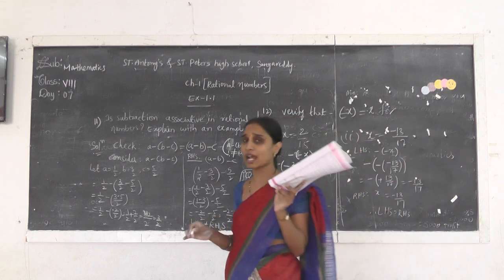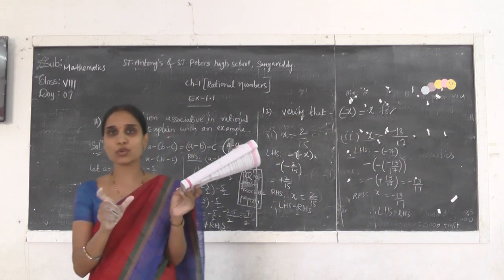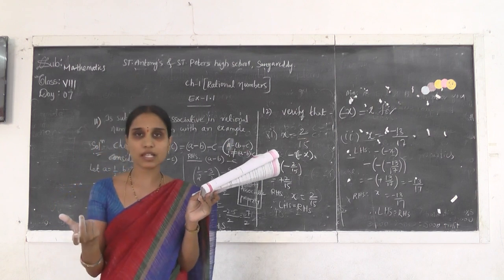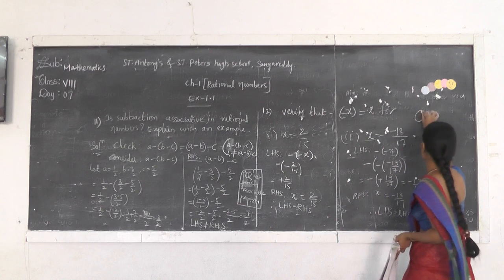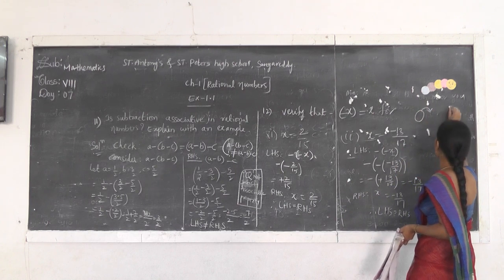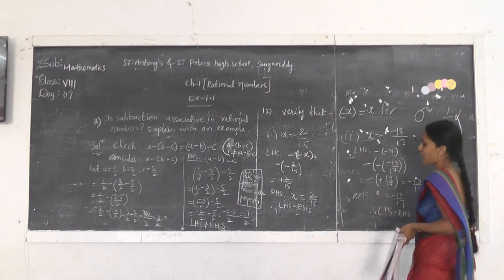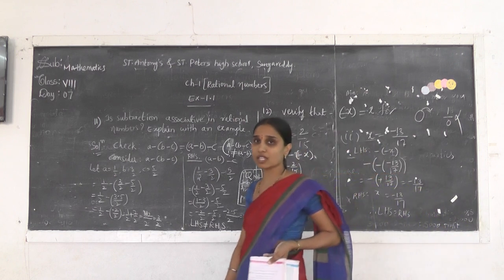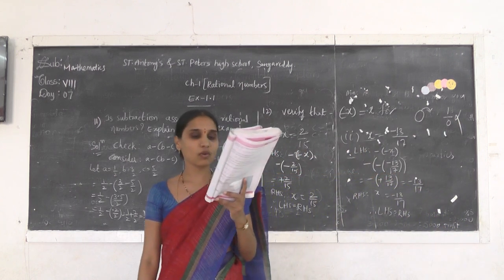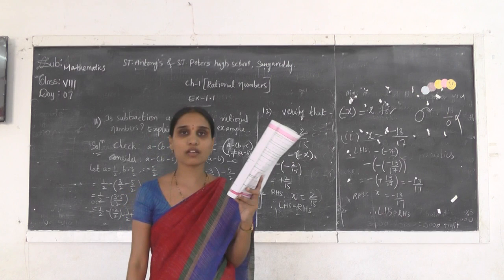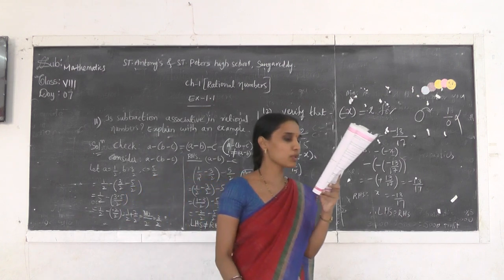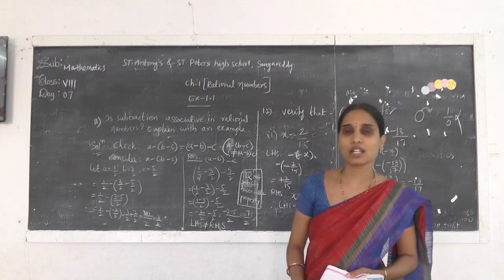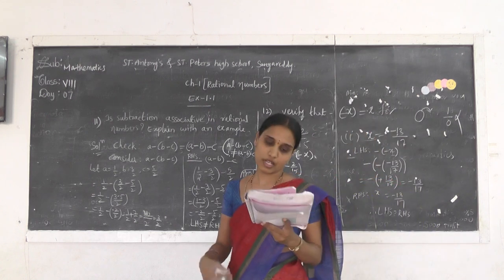Next, the rational number that does not have any reciprocal. What is the reciprocal actually? When you multiply two numbers, the answer should become 1. So the number 0 does not have a reciprocal. What is the answer to your question? Answer is 0.